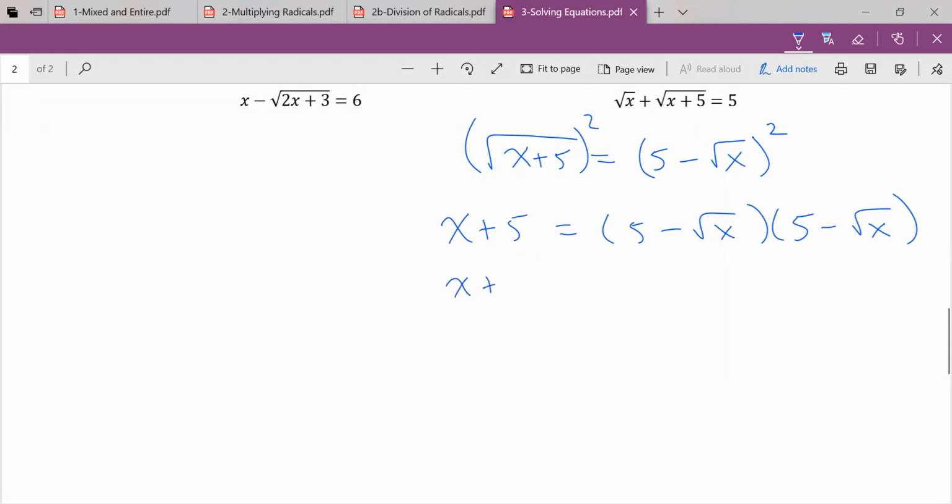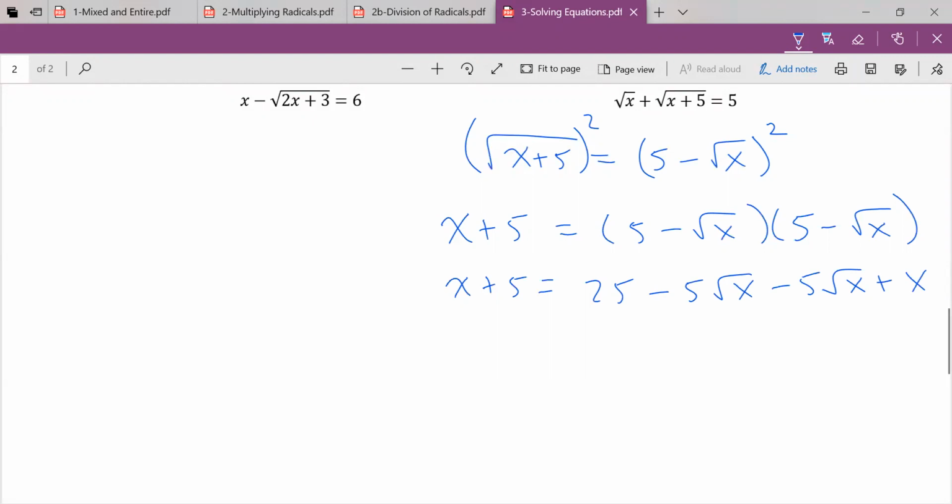So this one's going to be a little bit trickier. So here we go. 5 multiplied by 5, 25. Minus 5 root x. Minus 5 root x. And a negative times a negative is a positive. And root x times root x is just x.